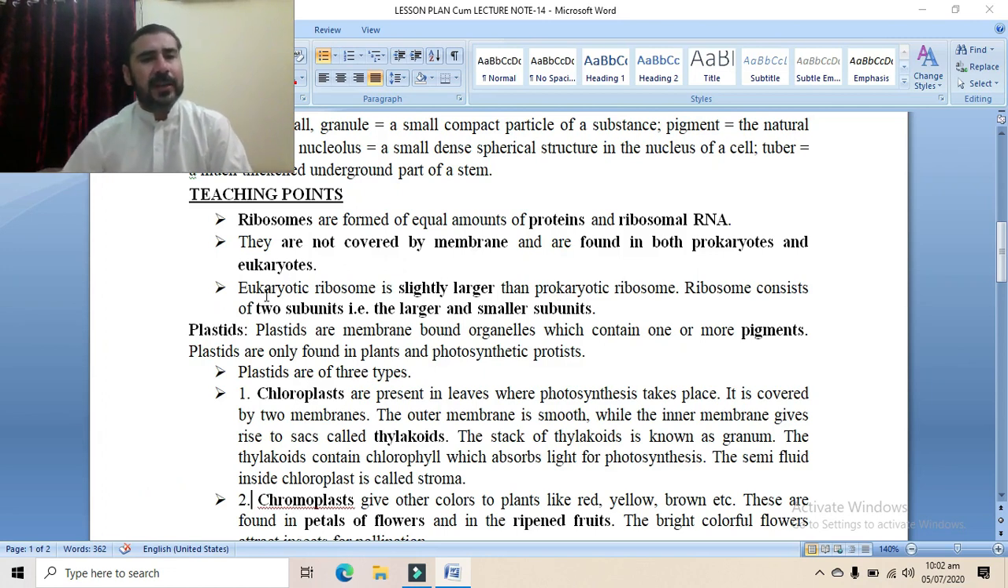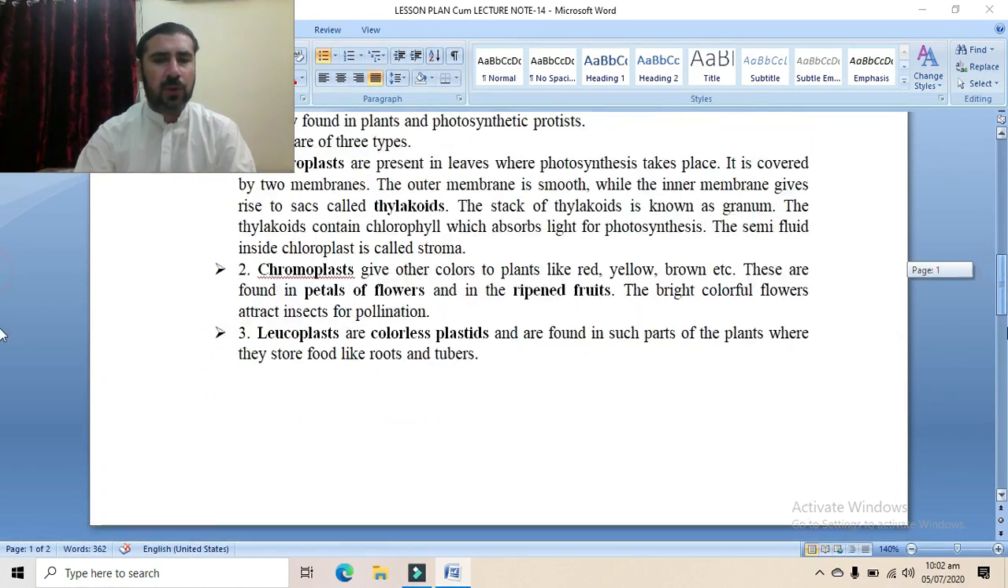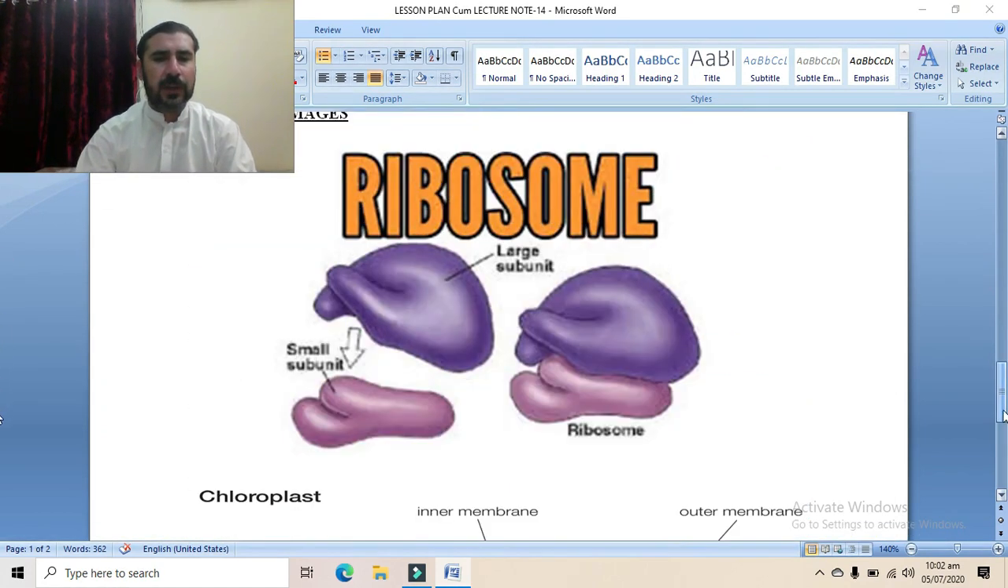Now the eukaryotic ribosome is slightly larger than the prokaryotic ribosome. The eukaryotic cell contains ribosomes which are slightly larger in size as compared to the prokaryotic ribosomes. We have already observed in the diagram that the ribosome consists of two subunits, the larger subunit and the smaller subunit.